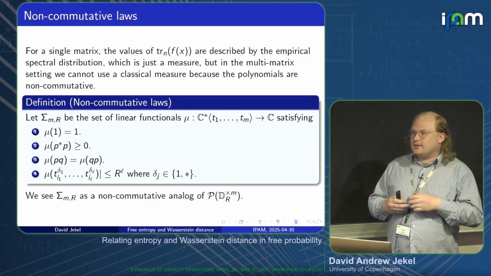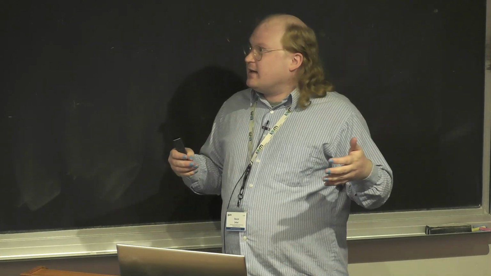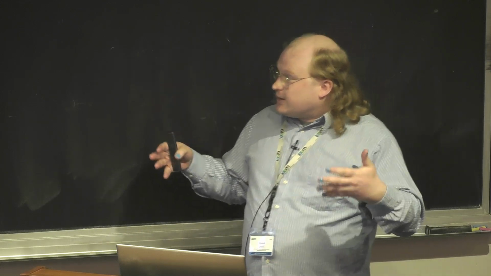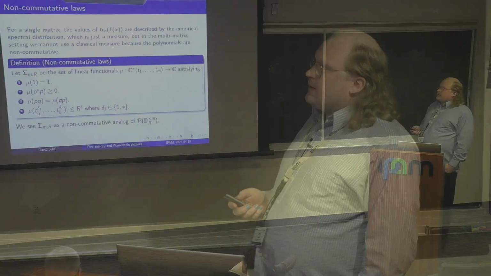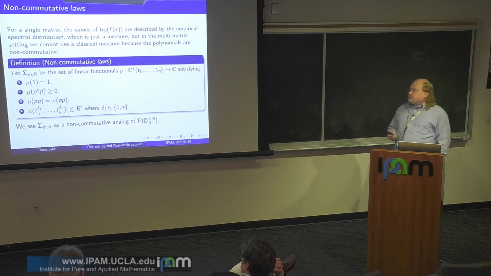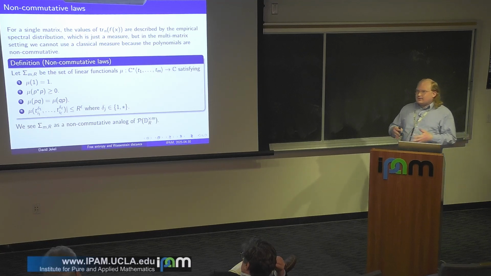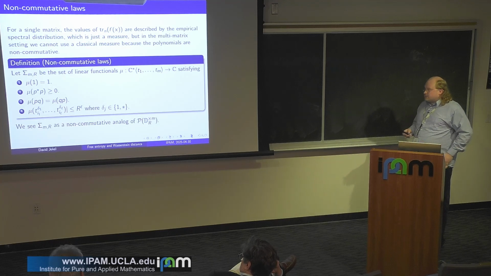Because in the single variable case, you could just think about the moments of the empirical spectral distribution, which should be the trace of some functions of x. And so now we're just going to consider traces of some functions, but just non-commutative polynomials. So the object that we have is not going to be a classical measure, but instead of a functional on classical functions, it will be a function on non-commutative polynomials.